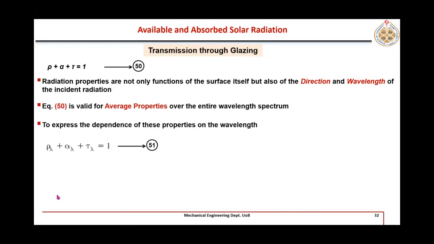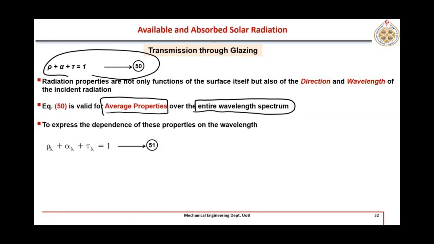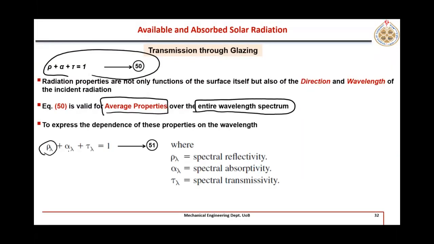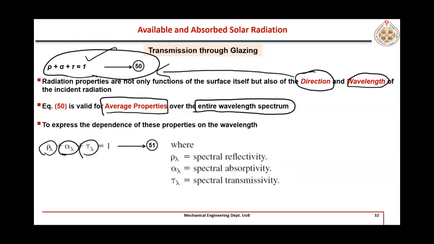So that is explained here. This equation 50 is valid for average properties over the entire wavelength band. But we can write the same equation in terms of a particular wavelength. But in this chapter, we'll be using this averaged value over the whole wavelength band. But now we'll see the effect of that direction on these, right?